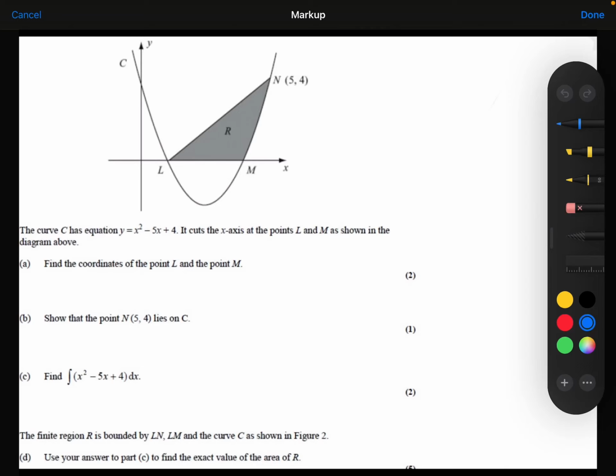Curve C has the equation y equals x squared minus 5x plus 4. It cuts the x-axis at points L and M, shown in the diagram above. Part A: find the coordinates of the point L and the point M.